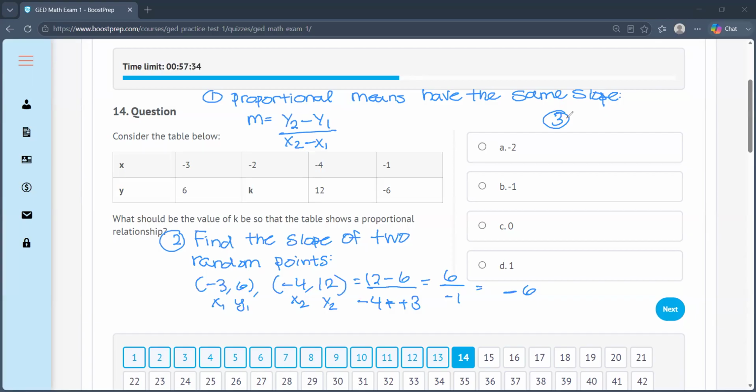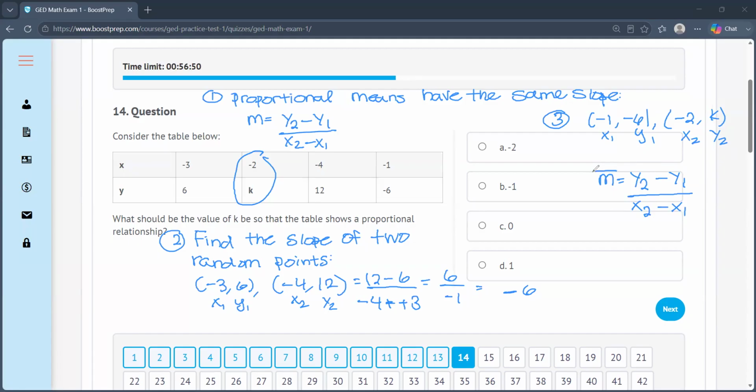So now I'm going to pick another point, but I'm also going to pick this point with the K, because you want to solve for K. So I'm going to use the point -1, -6. You don't have to use -1, -6. You can use any other point. And then I have to use the point -2, comma K, because that's my goal. I've got to solve for that K value. And then I'm going to label this x1, y1, x2, y2. And then you're going to use the slope formula. So M is y2 minus y1 over x2 minus x1.